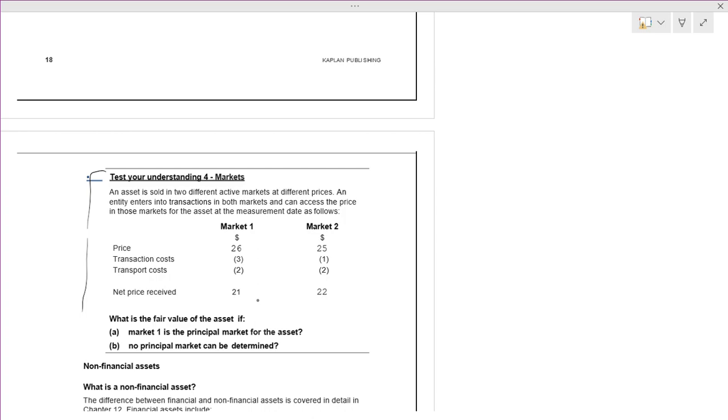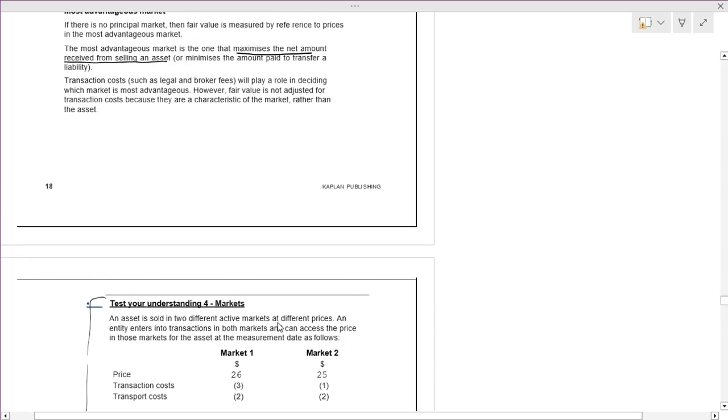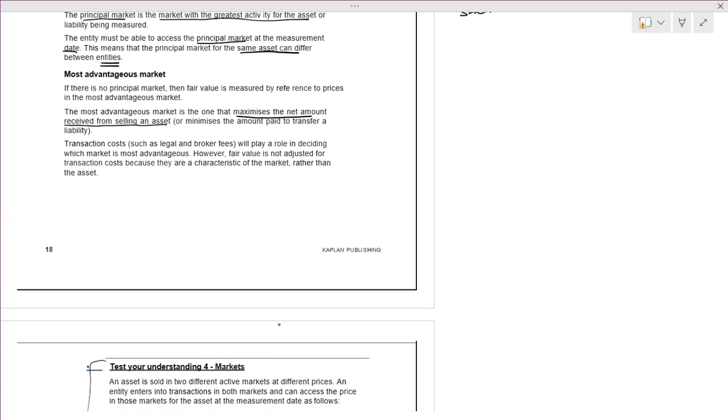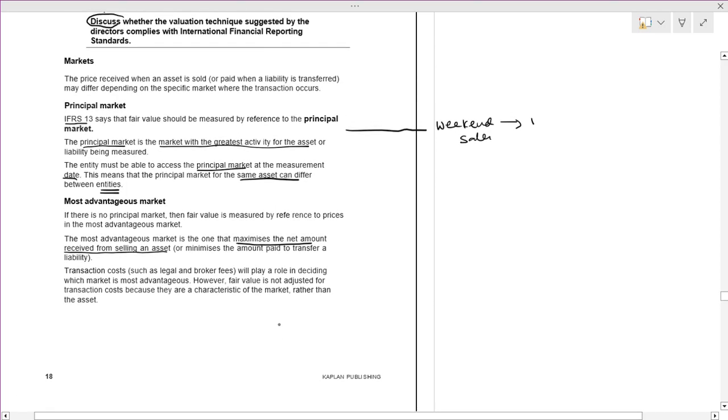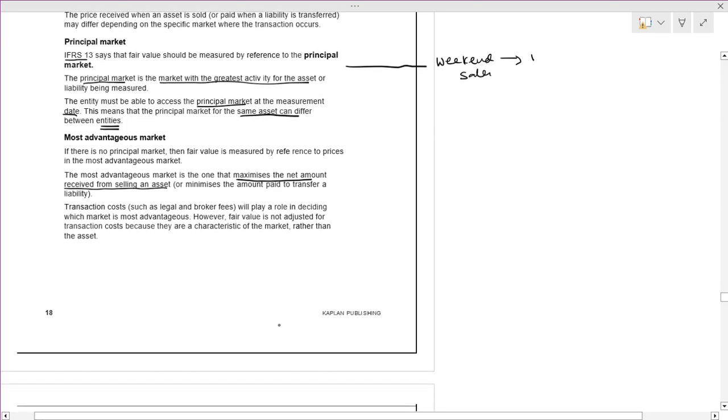Okay, sir. See, this is what we have done. We have taken the principal market and the advantageous market. We skip this one. Transaction cost will play a role in deciding which market is most advantageous. The fair value is not adjusted for transaction cost because they are characteristics of the market rather than the asset.